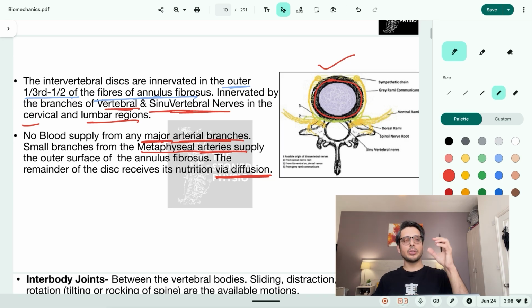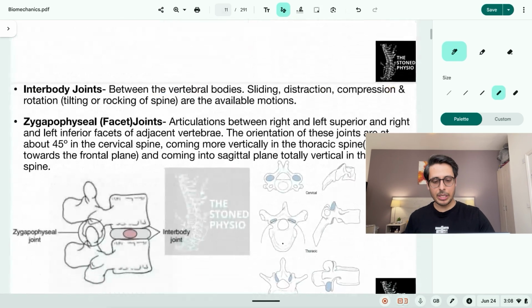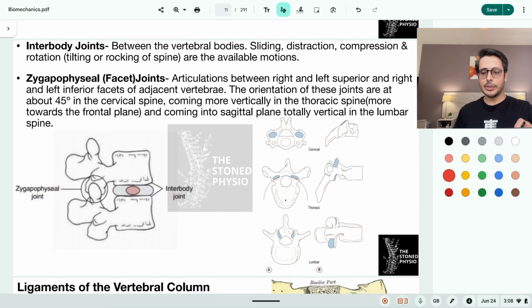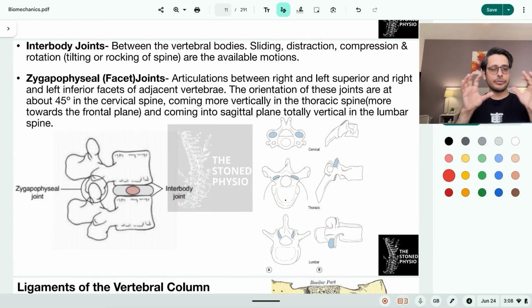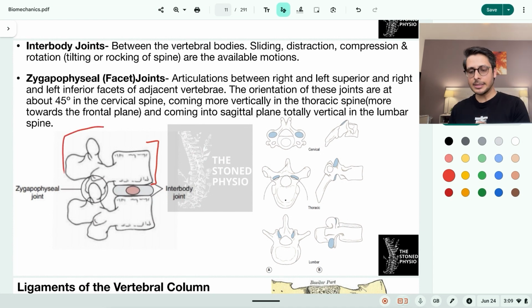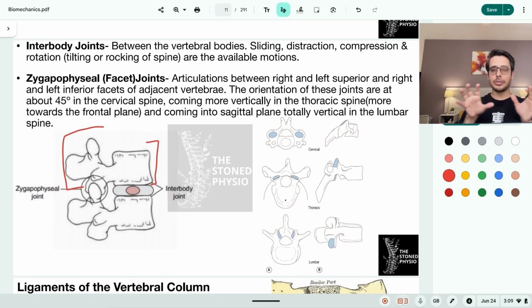So it's mostly through diffusion that all these nutrients enter and exit the intervertebral disc. Okay, moving further to the structure of the vertebrae again. In the previous videos we discussed that this is the vertebral body, and these are the posterior structures. We call them the neural arch as well, because most of the nerves enter and exit through the posterior, the backward section of the vertebra.